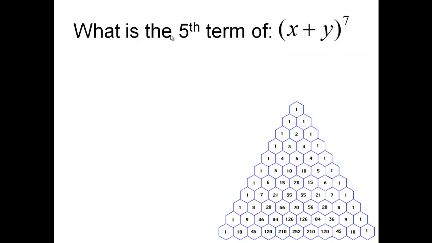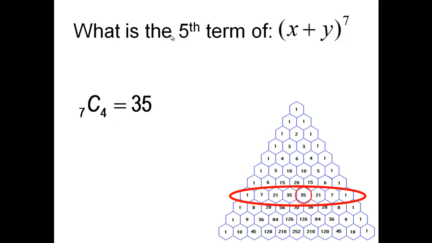Well, let's just say I want to find one term of the expansion without actually having to multiply it all out. So let's say, for example, I wanted to find the fifth term of the quantity x plus y to the seventh power. Well, we know which row we need to look at on Pascal's triangle. It's going to be the seventh row. And of course, we know to find the fifth term, we would count 0, 1, 2, 3, 4, all the way up to 5, and find that our value is going to be here, 35.